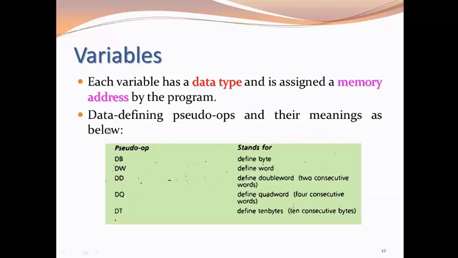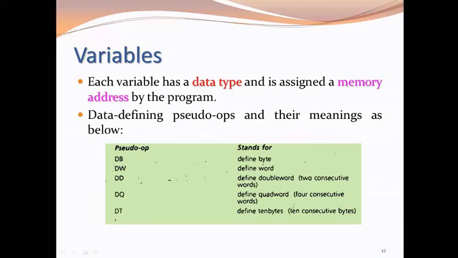And look at this: data defining pseudo ops and their meaning as below. So data defining each and every variable means you are defining the data type, whether it is a byte level variable or a word level variable. Does it make sense? Look at these pseudo ops. Not only PROC, you are also considering all of these as pseudo ops. Here are more examples of pseudo ops.